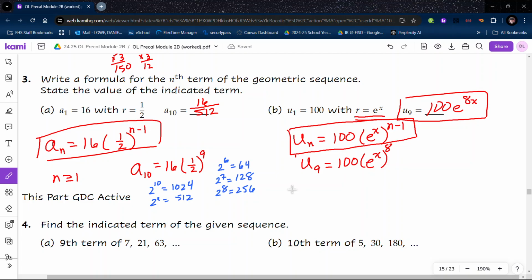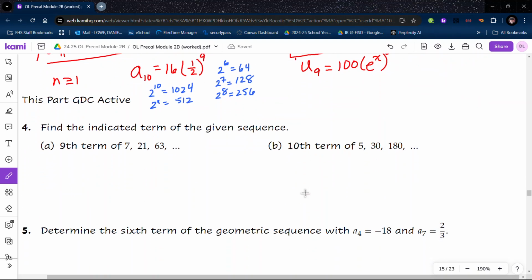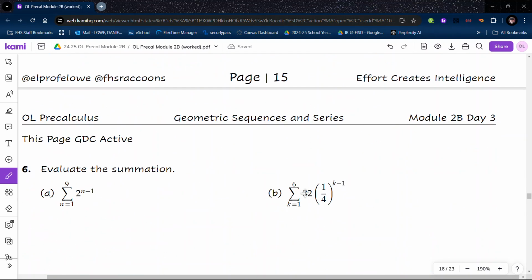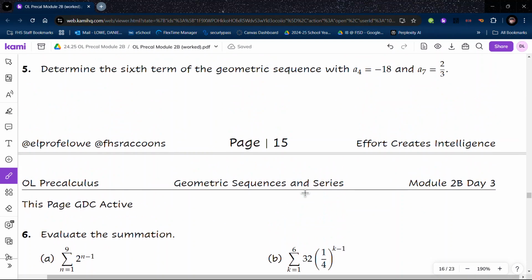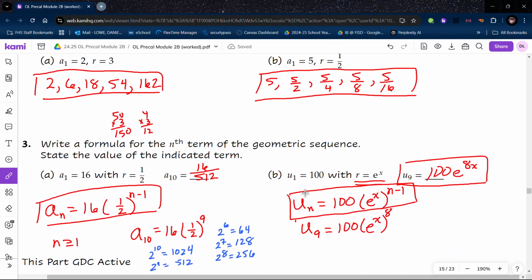Okay, and that is the work without a calculator. In the next video, we'll look at doing some work with a calculator and some additional practice on summations that are geometric. So make sure you can do this level of problem without a calculator.